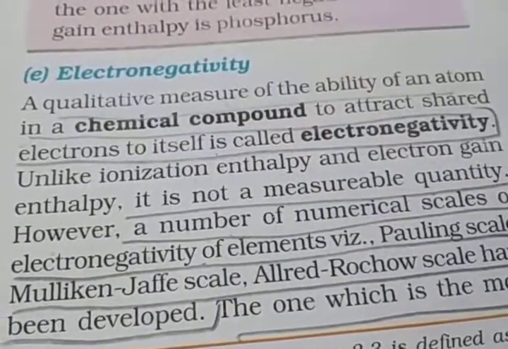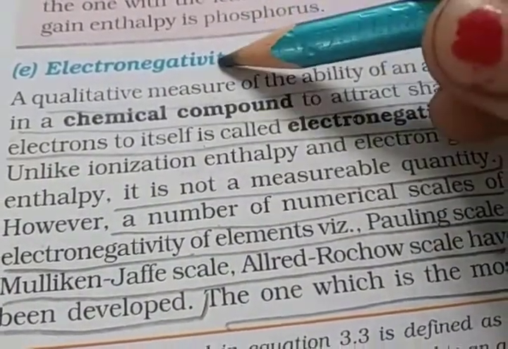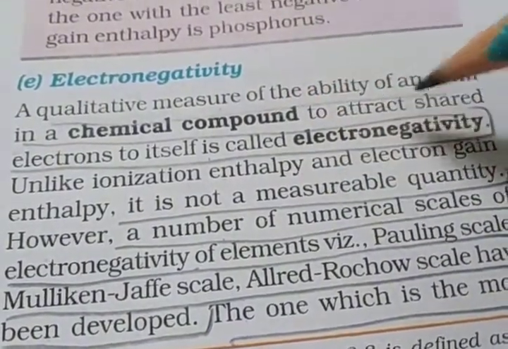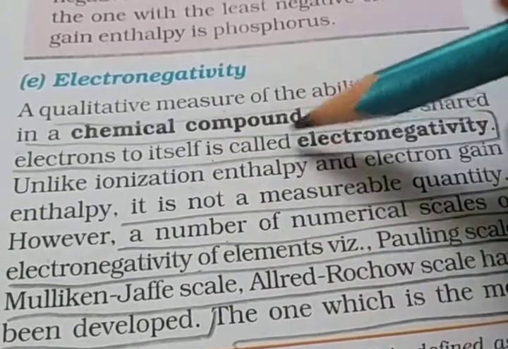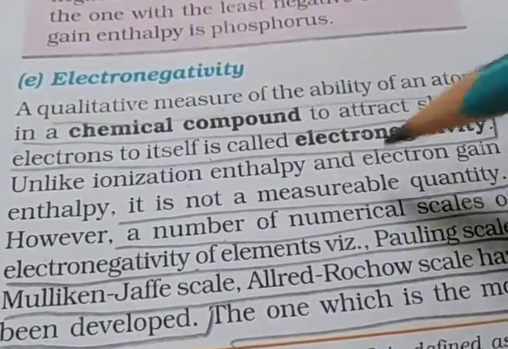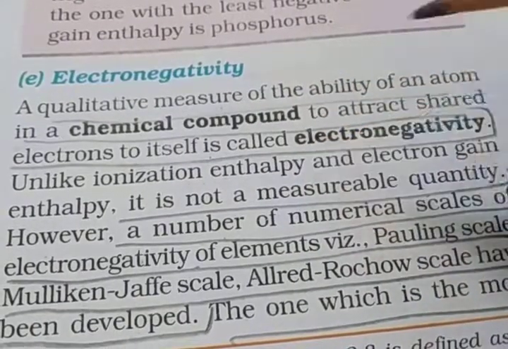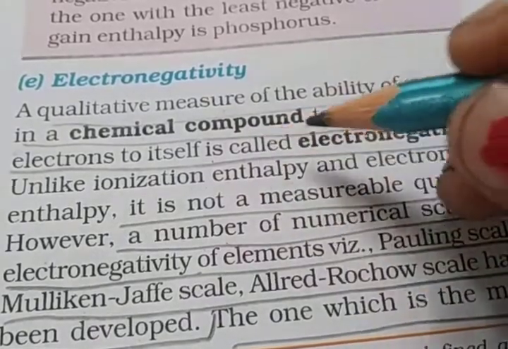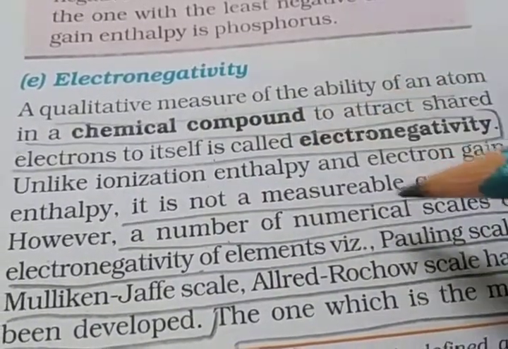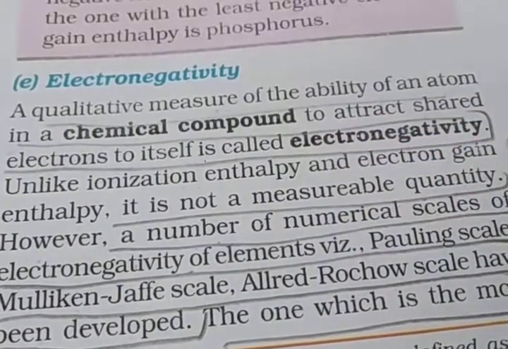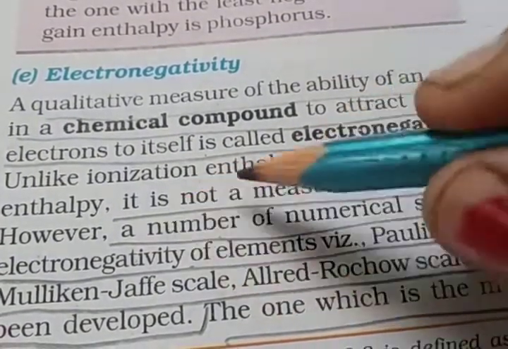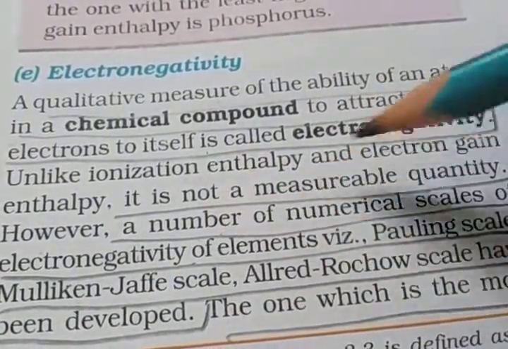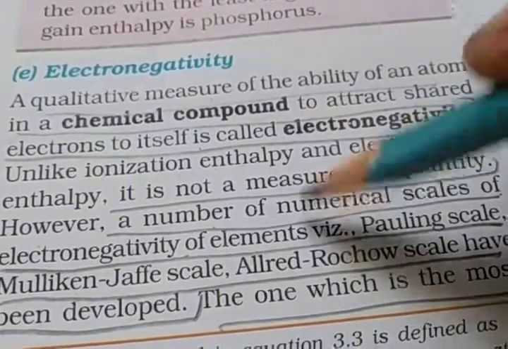Electronegativity. What is electronegativity? Electronegativity, a qualitative measure of the ability of an atom in a chemical compound to attract shared electrons to itself, is called electronegativity. That means for any compound, any metal, any element, otherwise you have to say an atom in any chemical compound, to attract shared electrons to itself, it is called electronegativity. Okay, compare it with ionization enthalpy and electron gain enthalpy.